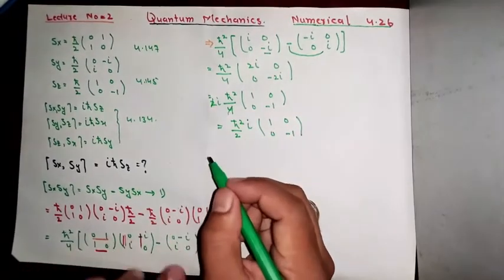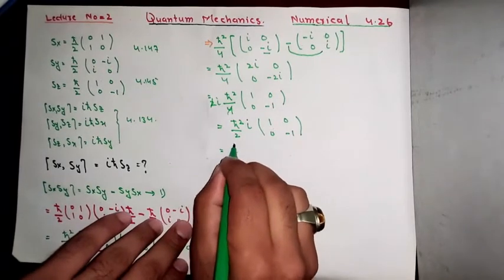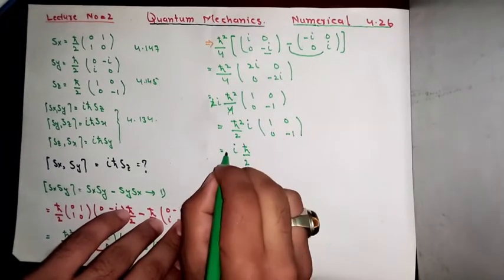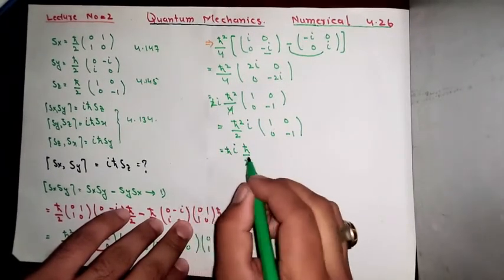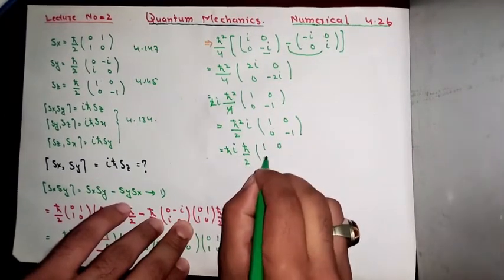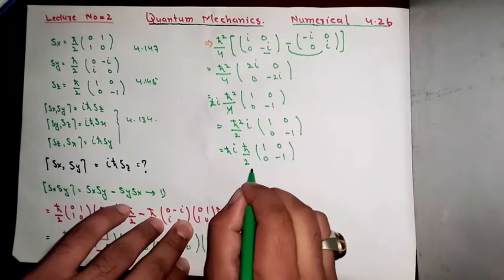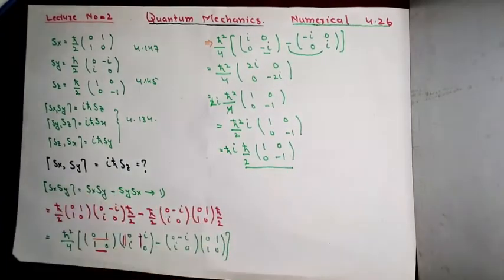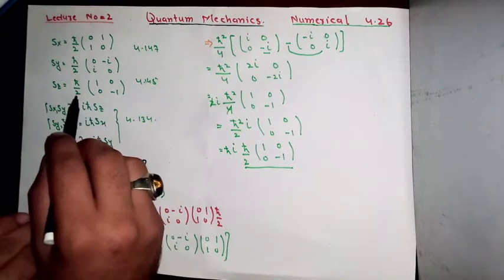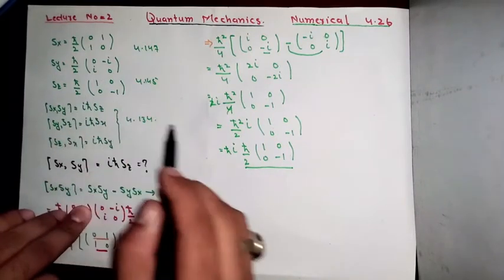So I can write this as i h bar times h bar over 2, since h bar into h bar is h bar square, times [1 0; 0 minus 1]. So here is h bar over 2 times [1 0; 0 minus 1]. If you look at equations 4.147 and 4.145, the Sz value I mentioned is h bar over 2 times [1 0; 0 minus 1].